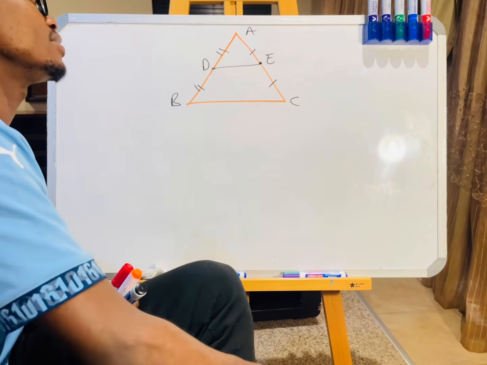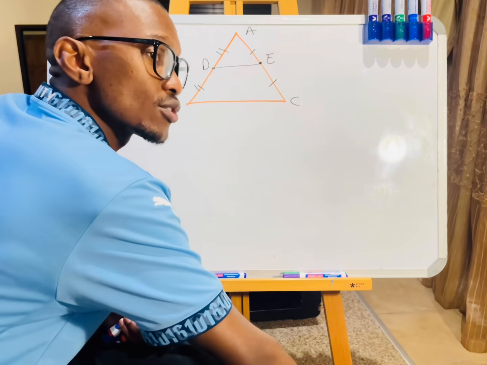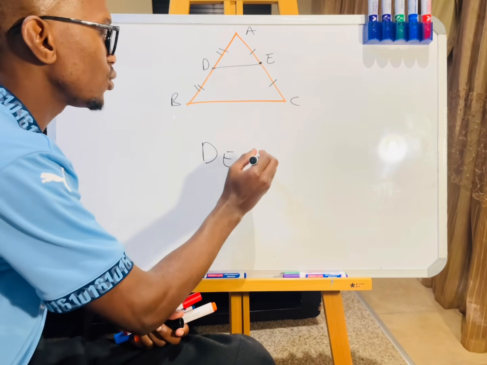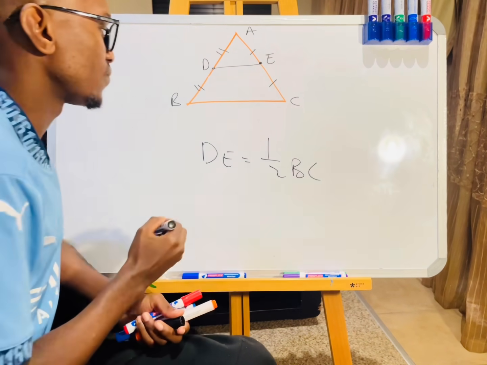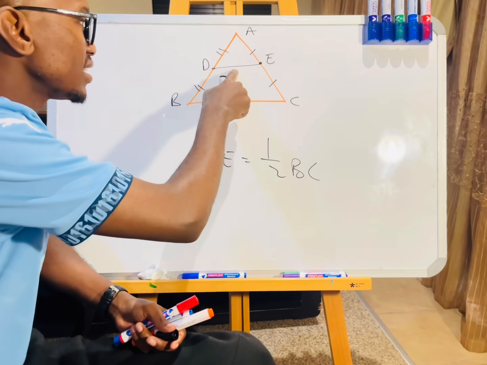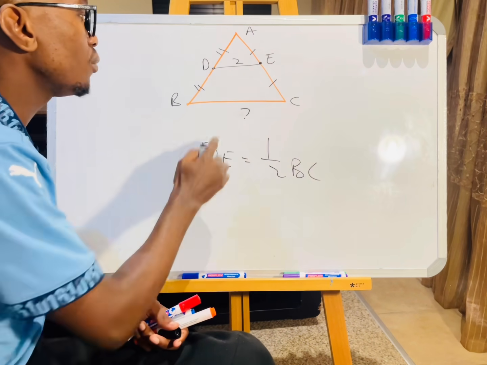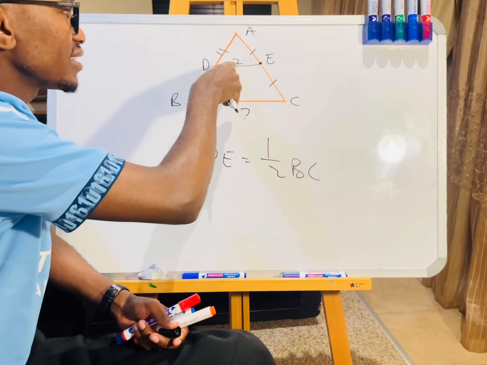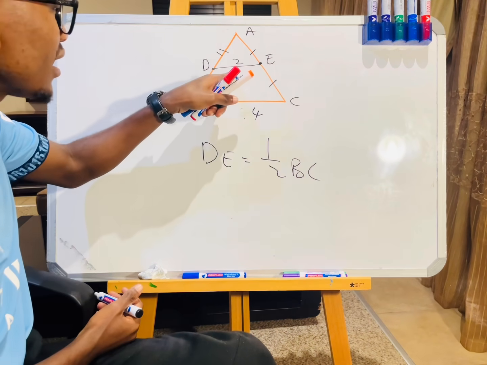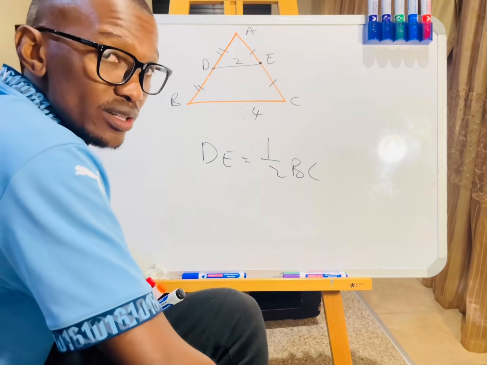And another thing, it says that the line segment joining the two sides of a triangle equals half of the third side. So meaning DE equals half of BC. So if this one is 10, what will this one be? Half of 10 is 5. So meaning this will be 5. If here it's 2, we are looking for this one here. How must we find it? You must multiply by 2, meaning this will be 4. Why? Because we said this one is half of that one. So that is what the midpoint theorem is telling us.